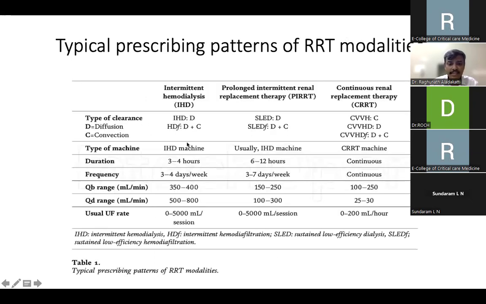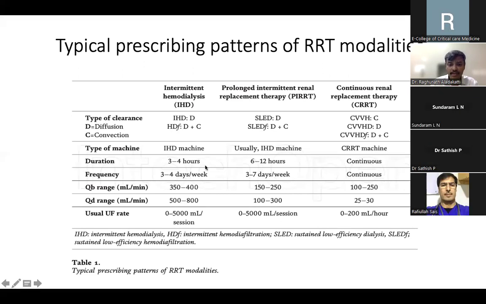Again the same discussion here, intermittent hemodialysis, where dialysis is happening. In hemodiafiltration, both convection and diffusion are taking place. A regular IHD machine is useful. Commonly used is 3 to 4 hours, and 3 to 4 days per week. One means alternate days we are using here. That is the commonly used.